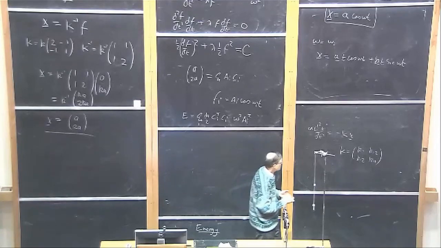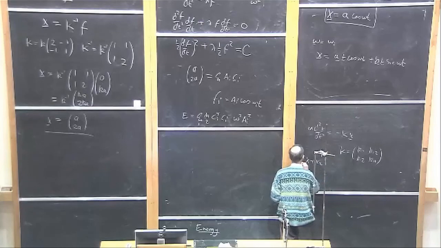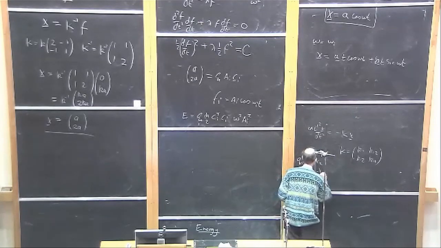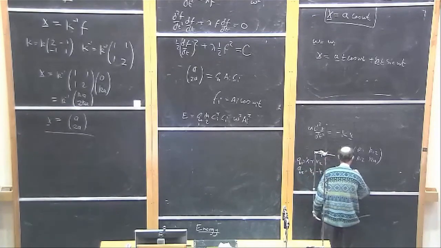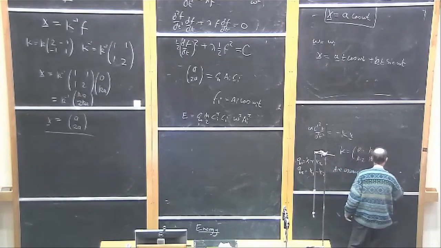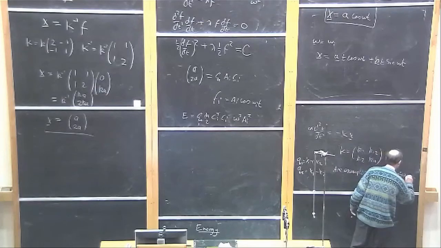So I'll call x1 plus x2 q1, and q2 equals x1 minus x2. These are examples of normal coordinates.